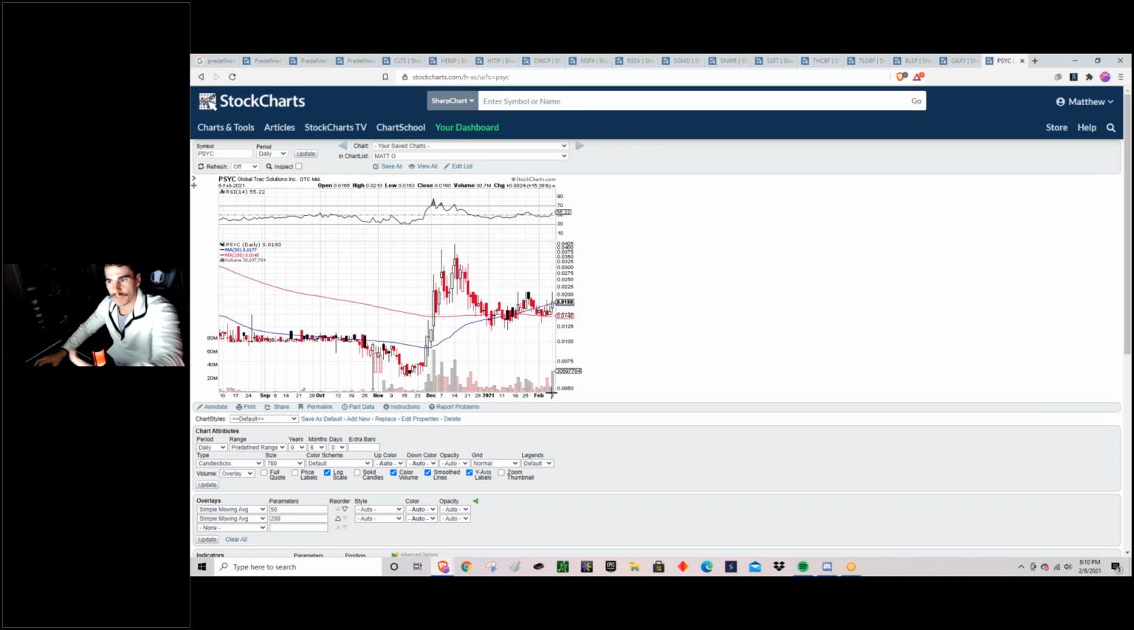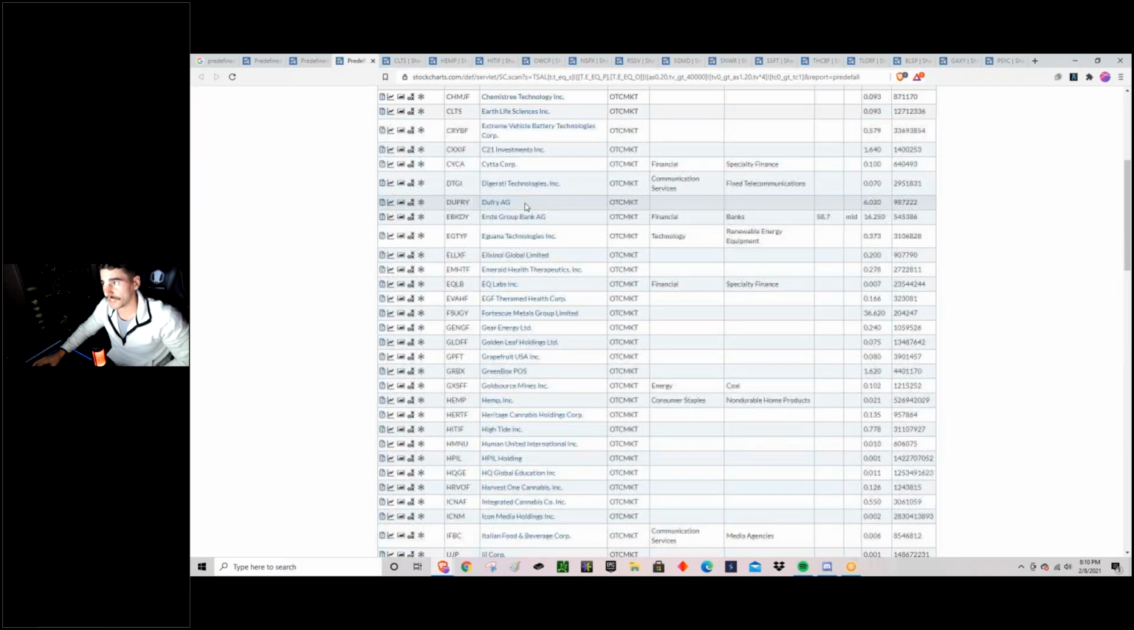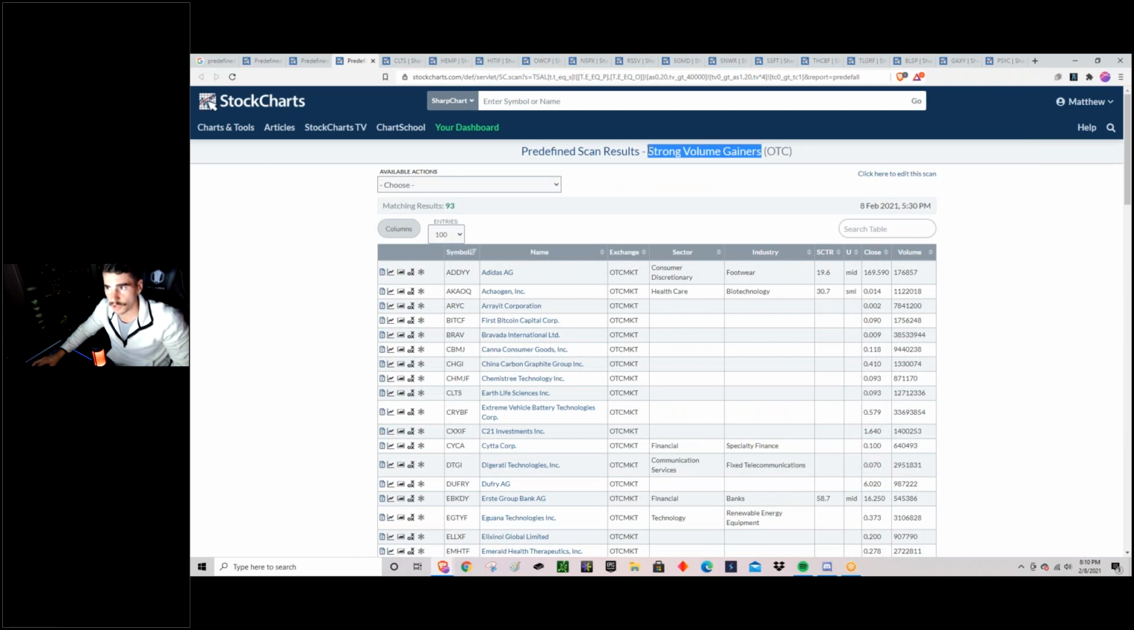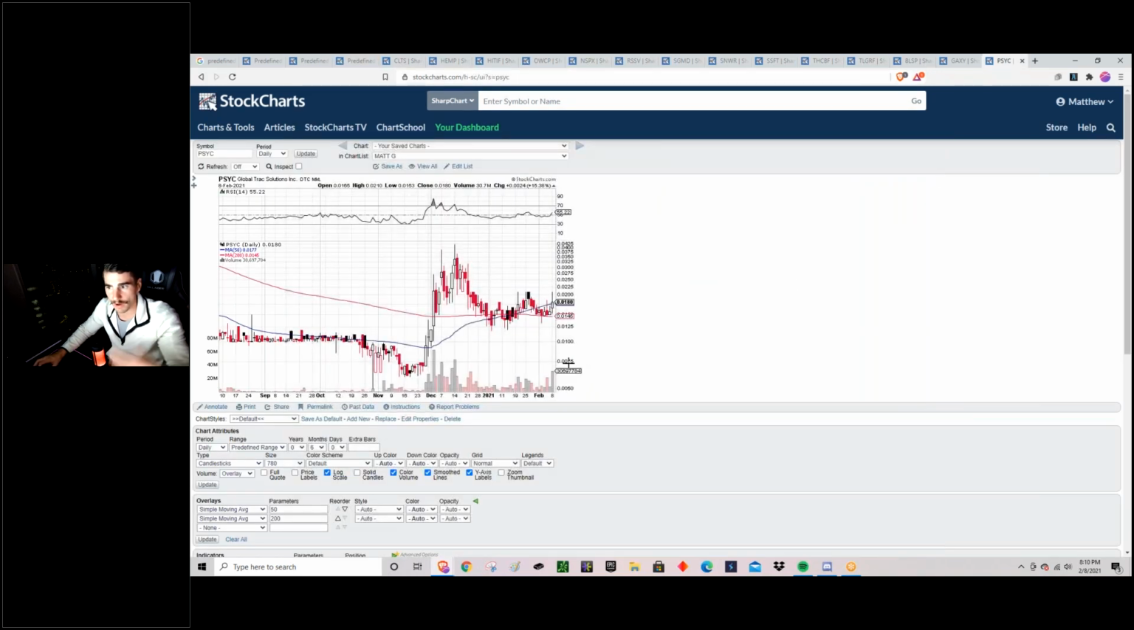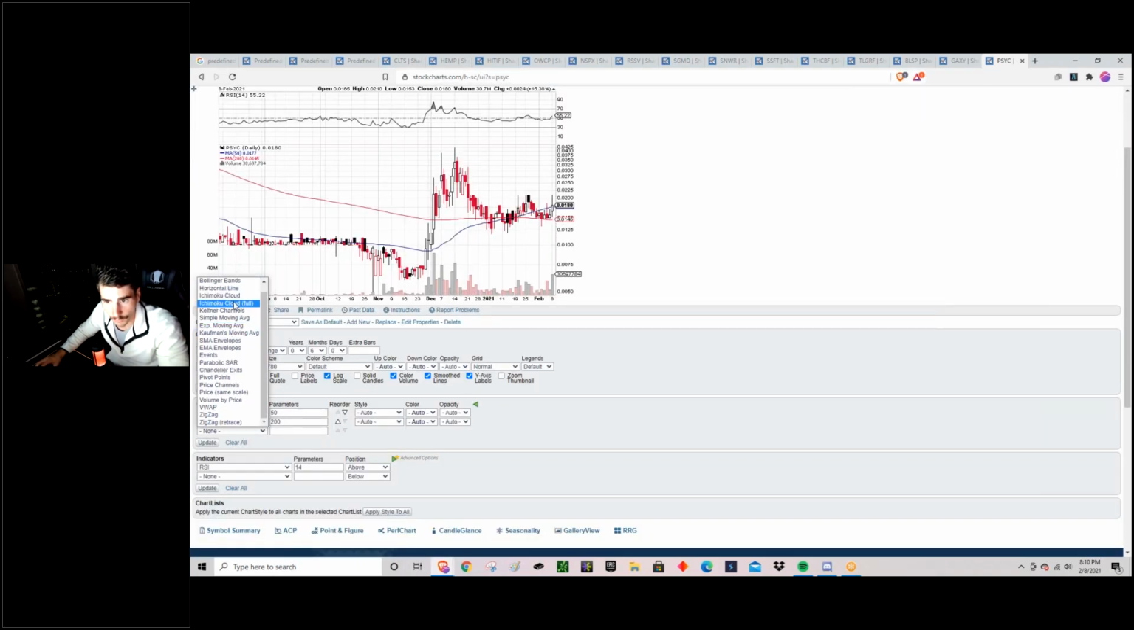Today this actually didn't come up on the predefined strong volume gainer scan, because again, strong volume gainer is whatever you want it to mean. I have a strong volume gainer that I've plugged in myself, but I don't know what parameters this predefined one has, and whatever they are, they didn't meet today's candle. But maybe a Bollinger scan would find this.